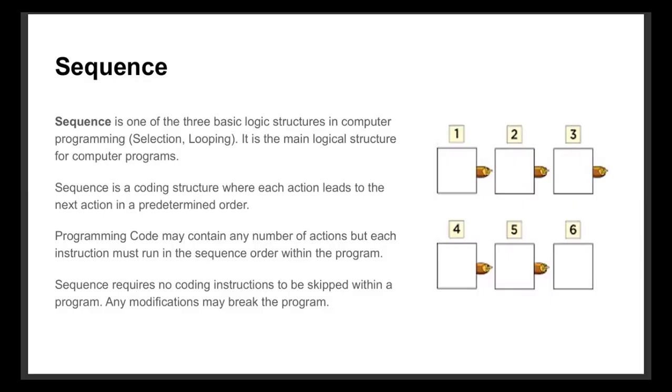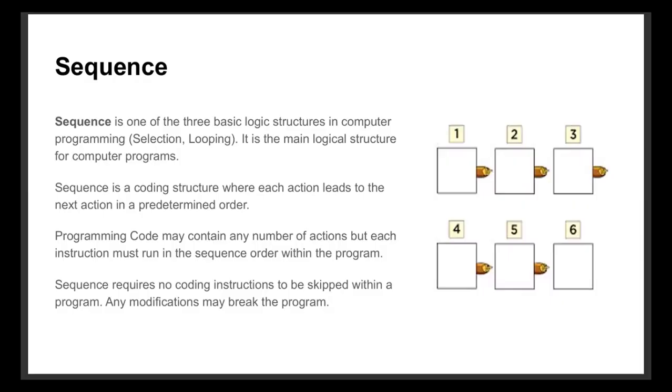Within a code, you can have any number of commands, but you want to make sure that they are in the proper sequence. If we have any coding instructions that are skipped or that are in the improper order, this can cause our program to break. That means we will have no output created by the code.